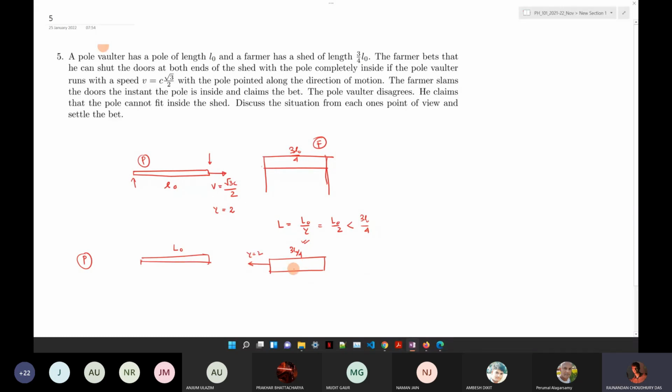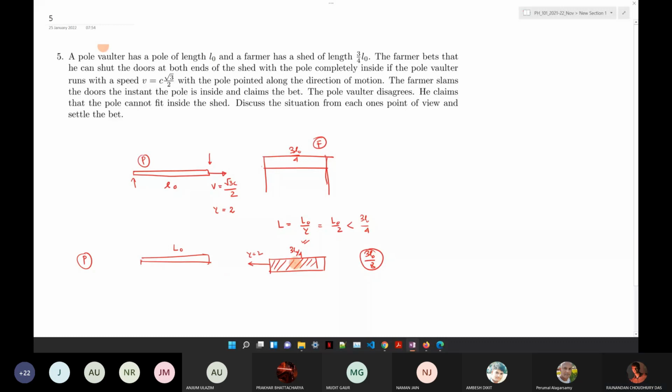That means this shed will get contracted for him, right? Just like the farmer sees the pole get contracted, similarly the pole vaulter will also see the shed get contracted, and it will become 3L0 by 8 to him. Now, because his pole is bigger than this shed length, he will think that my pole will not fit inside this.